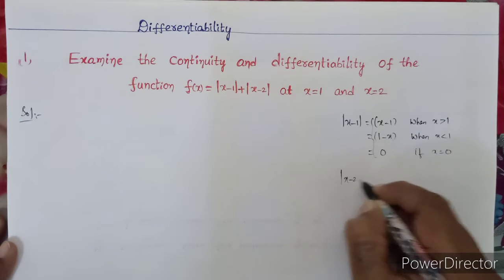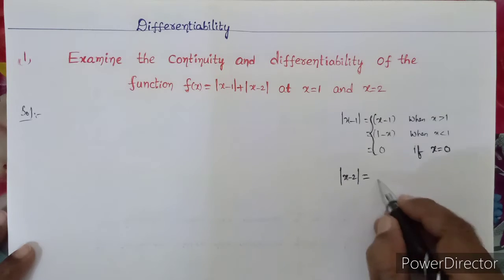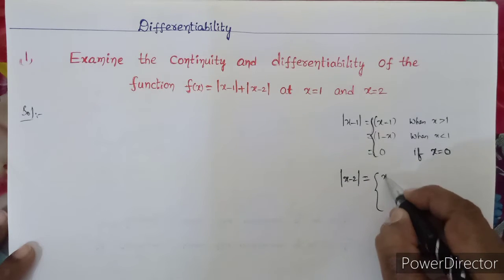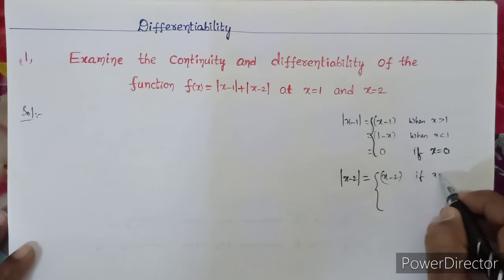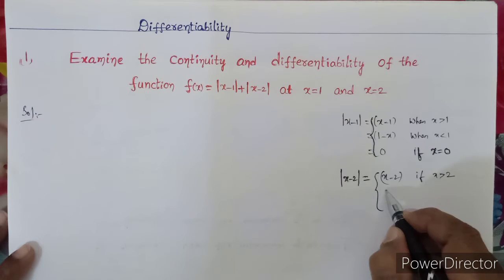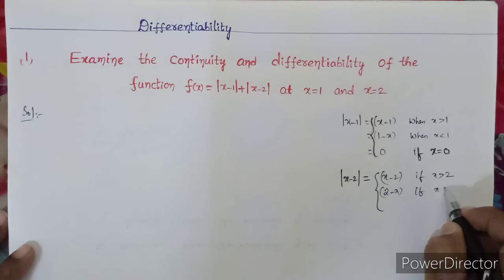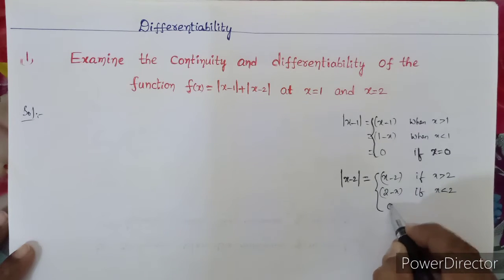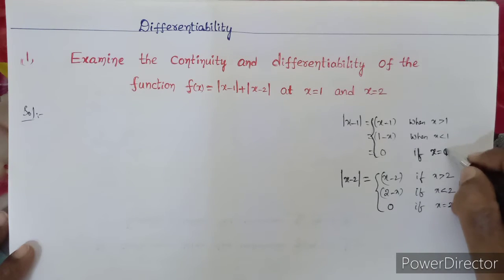Mod of x minus 2. Mod of x minus 2 equal to x minus 2 if x is greater than 2, and it is equal to 2 minus x if x is less than 2, and it is equal to 0 if x is equal to 2.